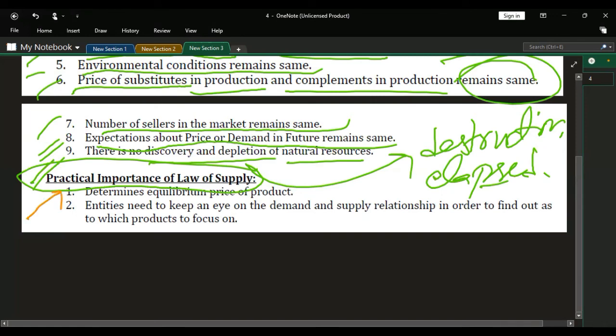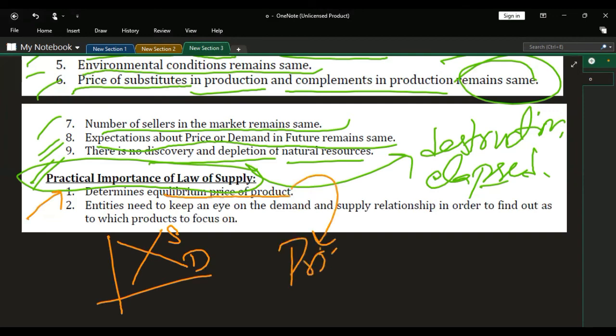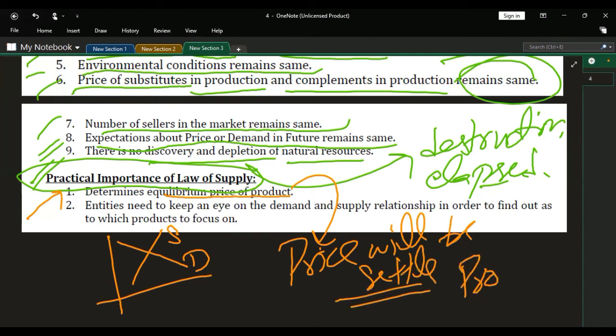First, the practical importance is to determine the equilibrium price of the product. If the seller has an understanding of the market and the demand and supply functions, he can decide the price of his product, keeping in mind the quantity demanded in the market and the price that will be settled. So, keeping in mind his profit level, he can decide the level of quantity supplied.